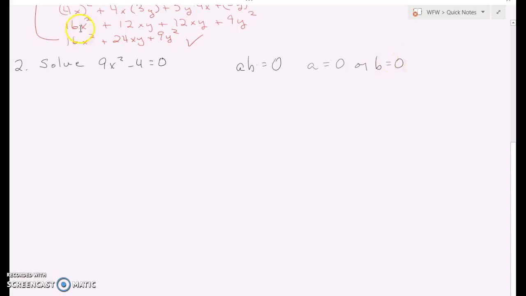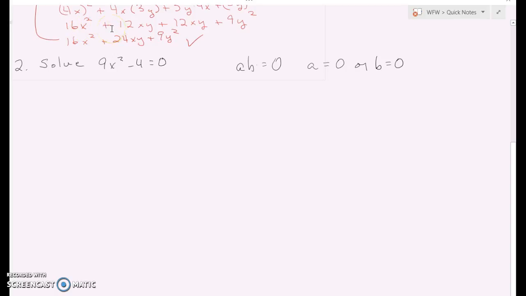So if we can multiply these things out into two factors, that means factoring, and we can make one of those factors equal 0 and then make the other factor equal 0, we can solve for what values of x will make this equation true.